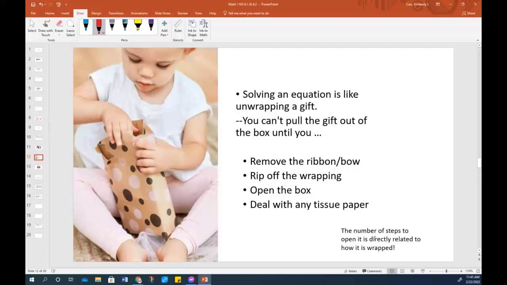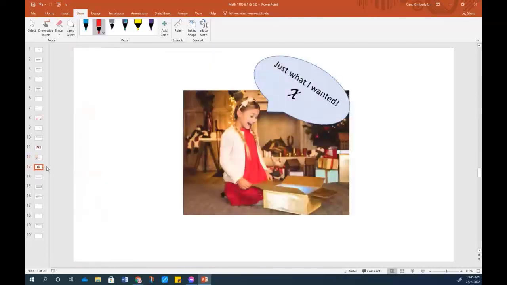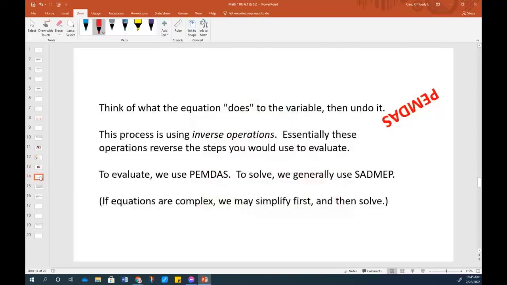Now, if they've only put it in a Walmart sack, all you've got to do is open the sack. So that's where I have a little note down at the bottom. The number of steps to open your gift is directly related to how they wrapped it. The more wrapping is on it, the more you have to undo. When you finally get your box entirely open, you'll be like, ooh, just what I always wanted, X. I have X. But you could pretend.